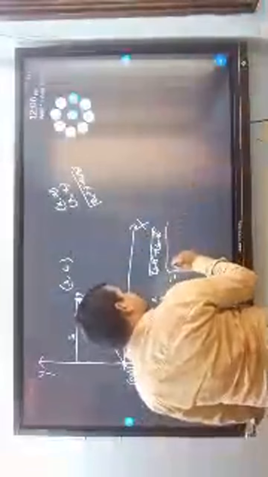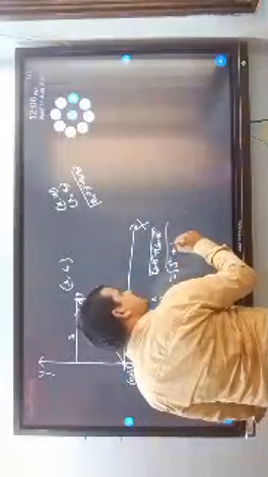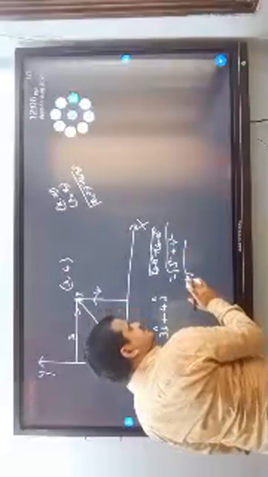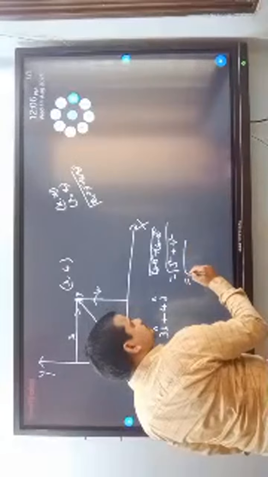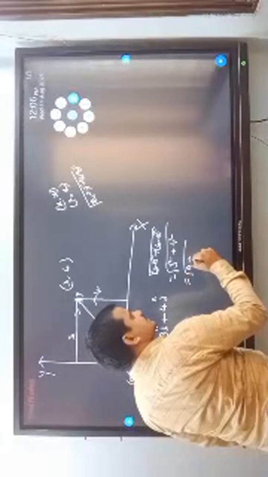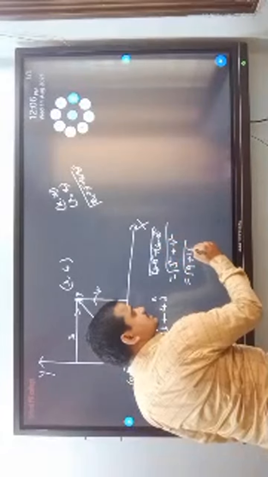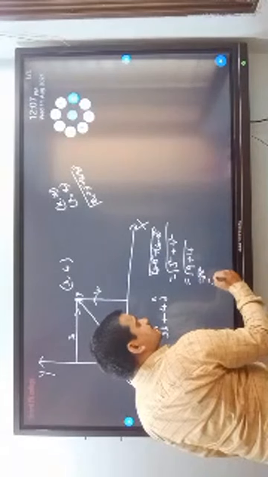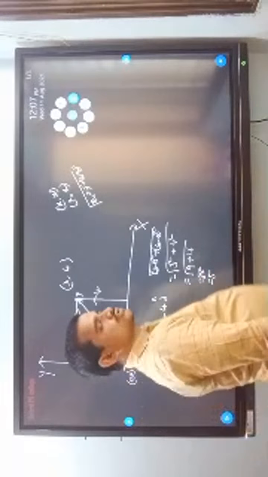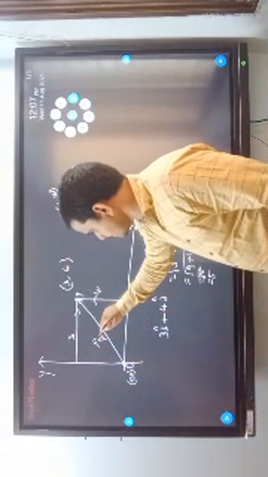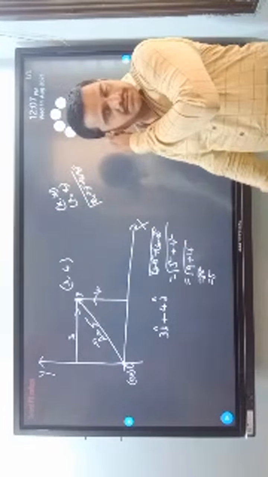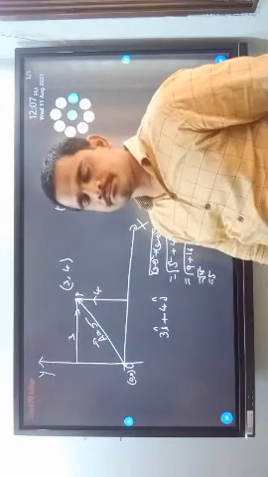Root of 3 square plus 4 square. 3 square is 9 and 4 square is 16. So I can get this one as root 25, which is 5. So this distance is 5. Got it here? This distance is 5.